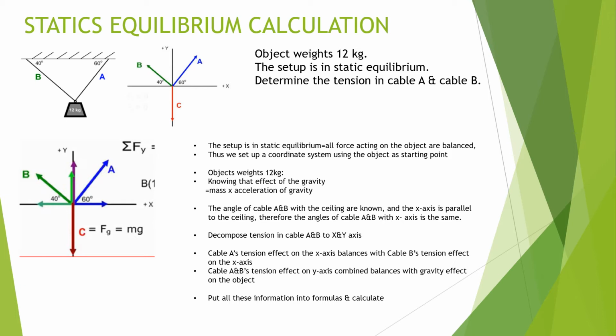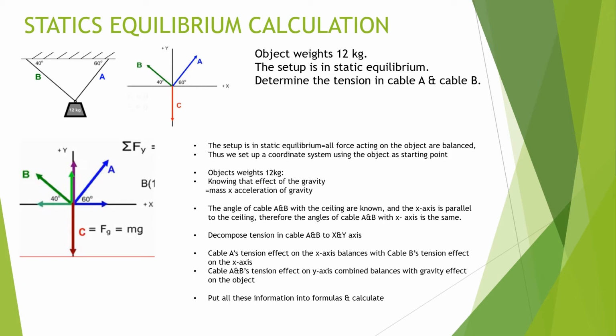I'll be walking through the question using the method I mentioned earlier in the session. The question being: the object weighs 12 kilograms, and the setup with two cables, cable A and cable B, is in the state of static equilibrium. The question asks you to determine the tension in both cable A and cable B. Let's take a look at the question first.